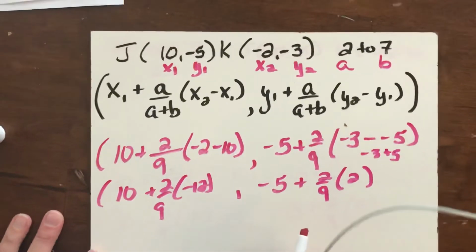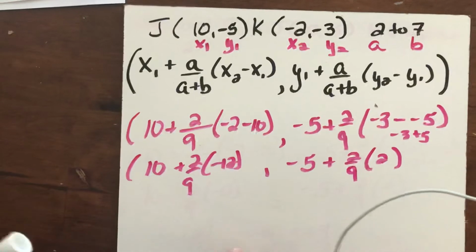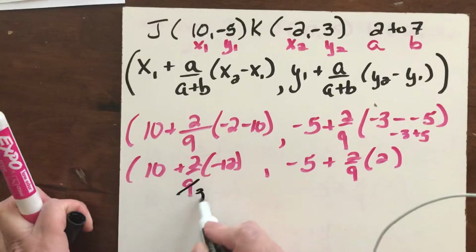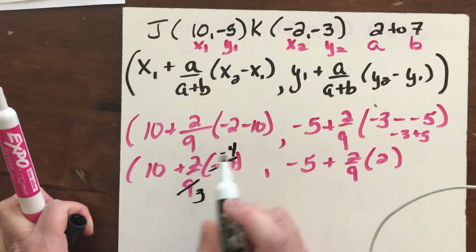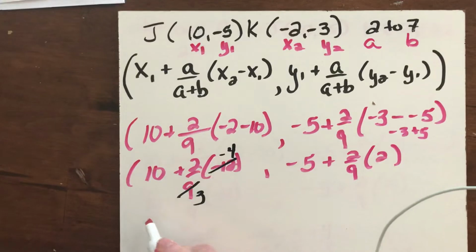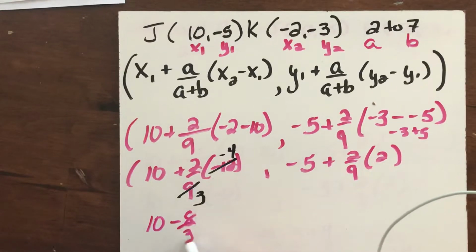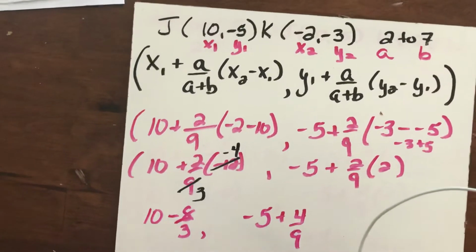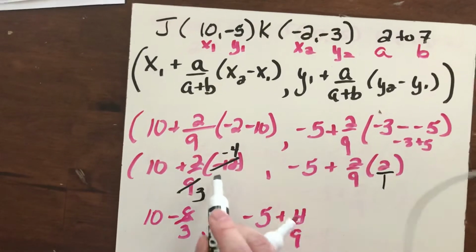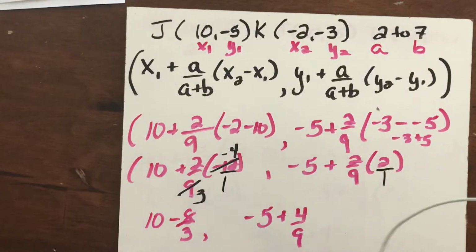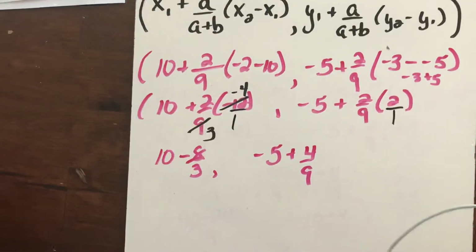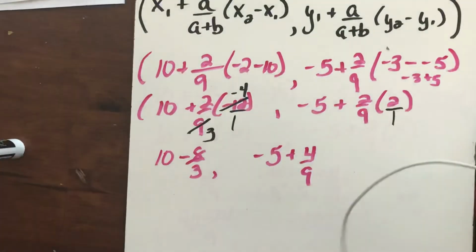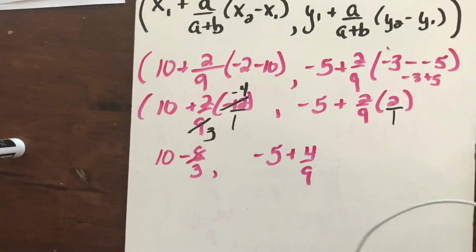Okay. Now what I'm going to do is cross reduce just to make multiplication a little bit easier. 3 goes into 9 3 times. 3 goes into -12 -4 times. And so I'm going to have 10 minus 8 over 3 over here. And then I'm going to have -5 plus 4 over 9. Again, I'm just turning this into a fraction and cross-reducing and then multiplying. Now, up to you if you want to leave it as a fraction or if you want to turn it into a decimal. I know how some of you are nerds and you want to do everything as a decimal.